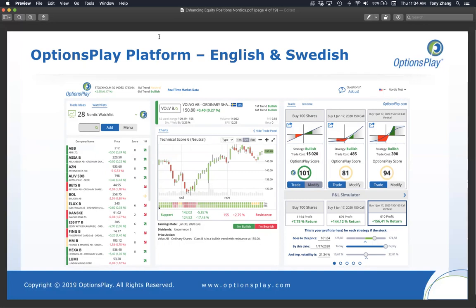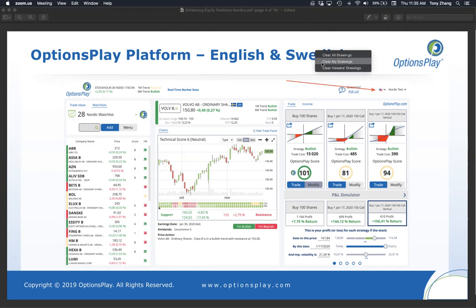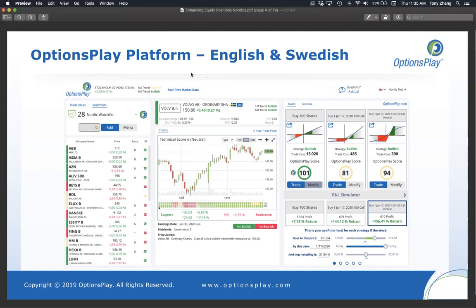There is a little flag here on the upper right-hand corner of your Options Play account where you can switch languages. Currently, as you can see, it's got a US flag, which means it's English. If you click on that flag, you'll see a drop down for both US and Swedish, so that you can utilize this tool in the language that you're most comfortable in. So that's a great announcement that we've recently just launched, and I hope that you guys are able to take advantage of that.